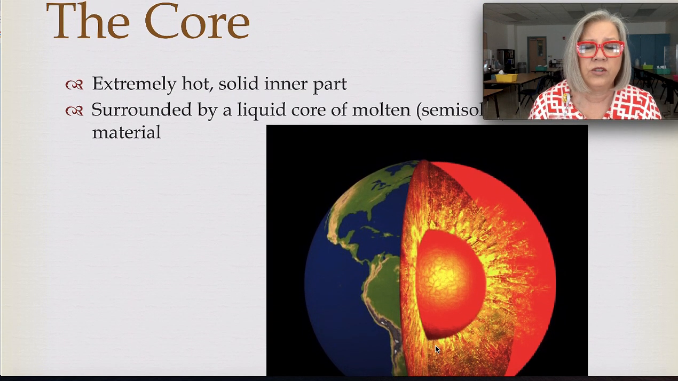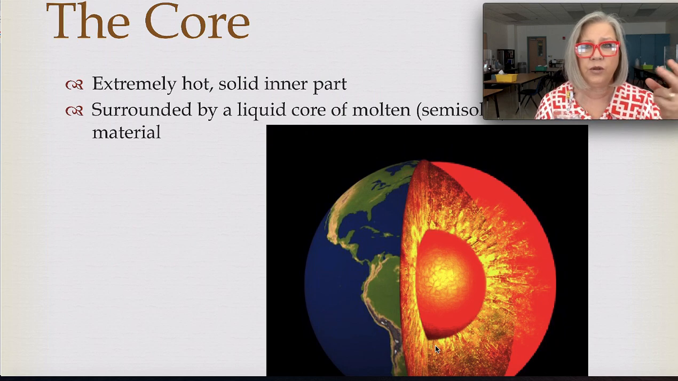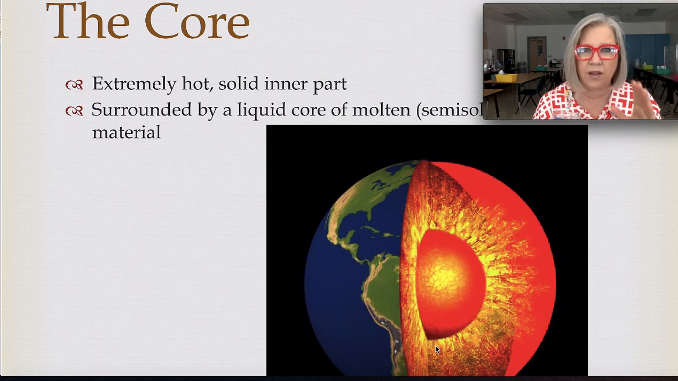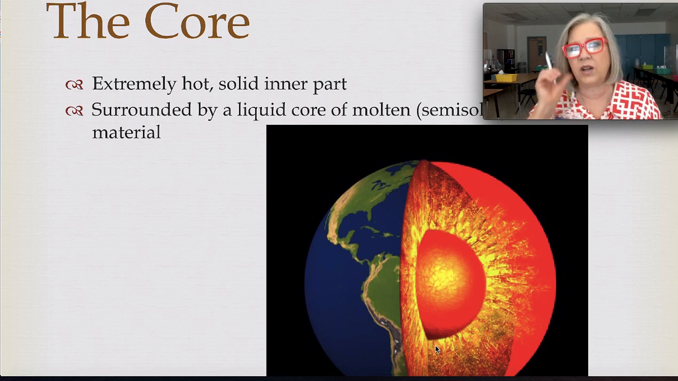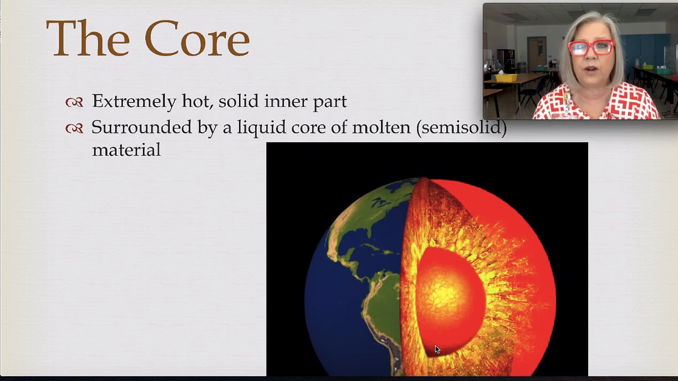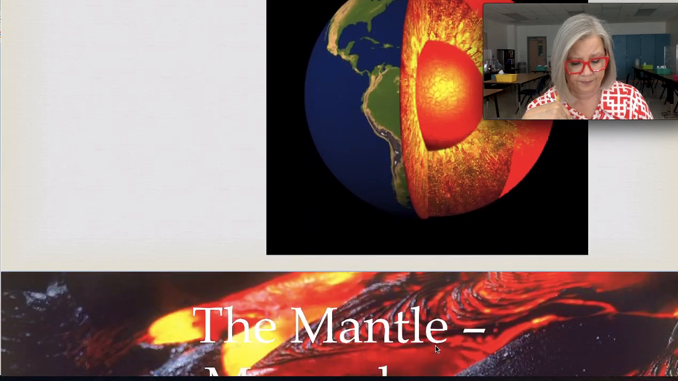The core. So the core is a very hard, solid, hot center. There's 2 layers. There's the inner layer, which is that solid, and then there's an outer layer, which is more liquid, or what they call semi-solid. And how do we know this? We know this from seismography. So we'll talk about that here in just a few minutes. But the inner part is mostly those heavy elements. So nickel and iron make up most of the core.